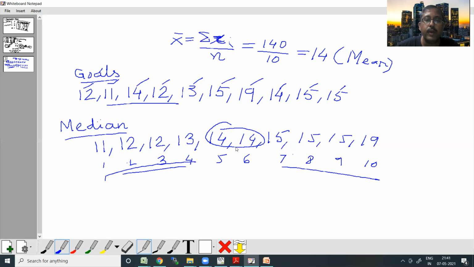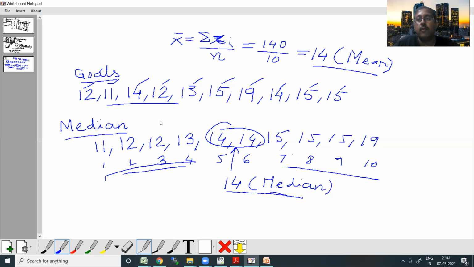So here there are two values in the middle, and luckily both of them are 14. Otherwise, we would have taken an average of the two. So here it is coming as 14. The median value is also coming as 14. So this is the second measure of central tendency. The first one was the mean, which was coming as 14. The second one is the median, which is also coming as 14.